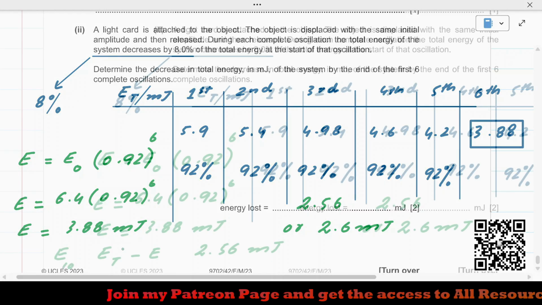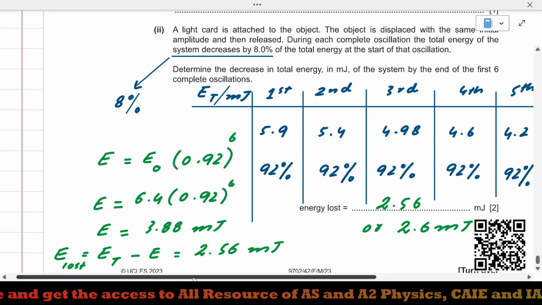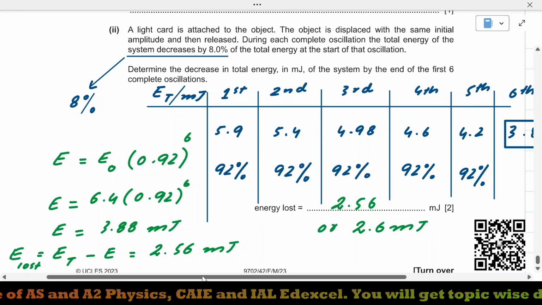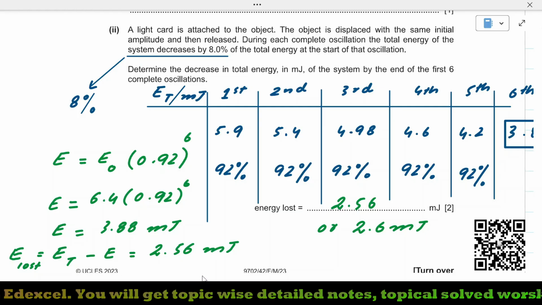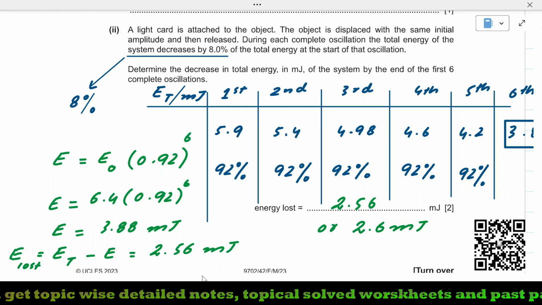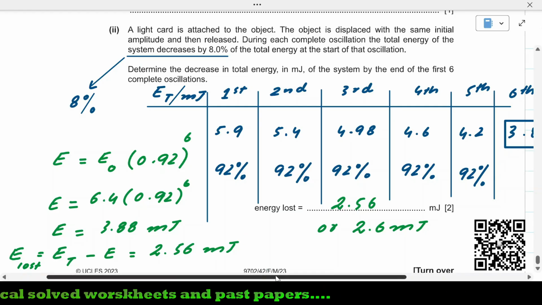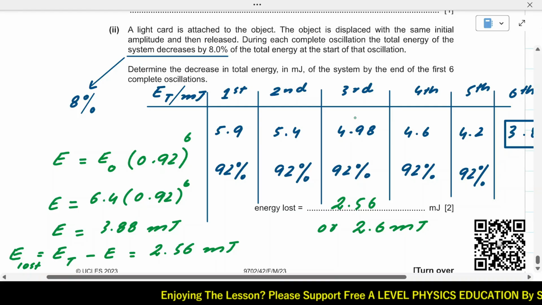What is the energy lost? Do you agree with this expression? So the energy lost will be 2.56, or in 2 significant figures you can write it as 2.6 millijoules. To be honest, they have linked some mathematics here, but even if a student says they were not that advanced in mathematics, you can do it the normal way also. It'll take some time, but eventually you'll get the right answer.